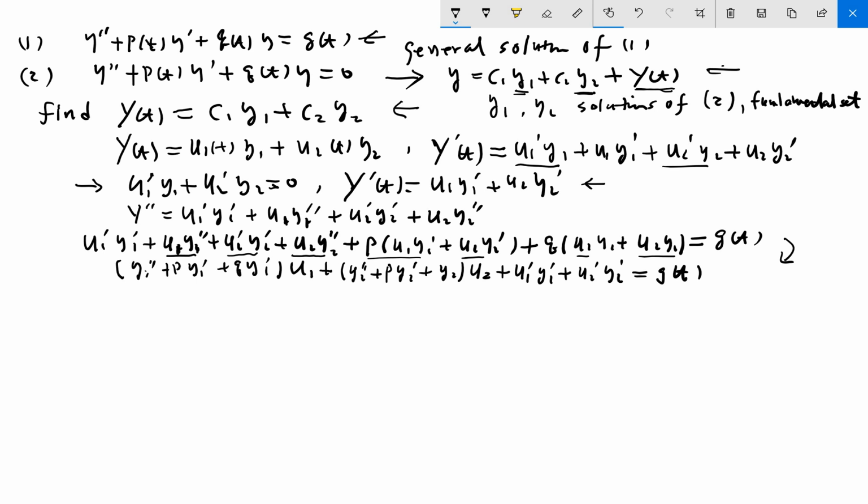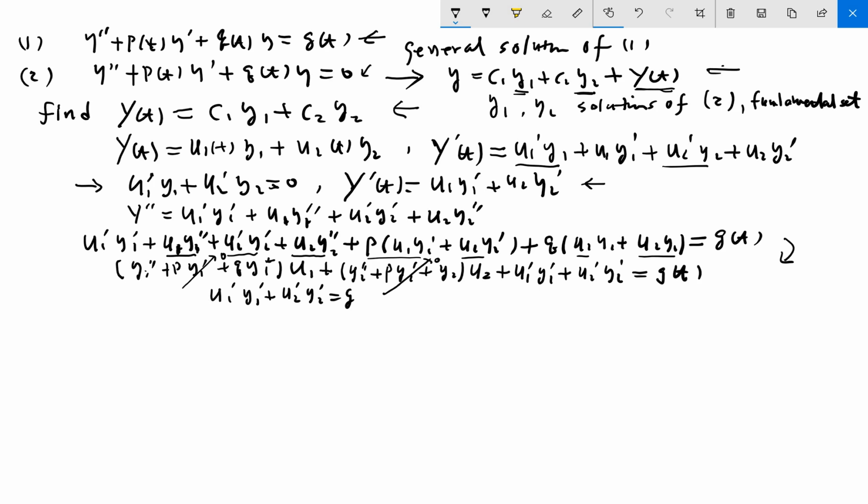Since y1 is a solution of equation 2, therefore the left hand side should equal the right hand side, so this term is 0, right? Y2 is also a solution for equation 2 here, so this term is 0. Okay, so let's simplify this equation. We got this: u1 prime y1 prime plus u2 prime y2 prime equal to g.